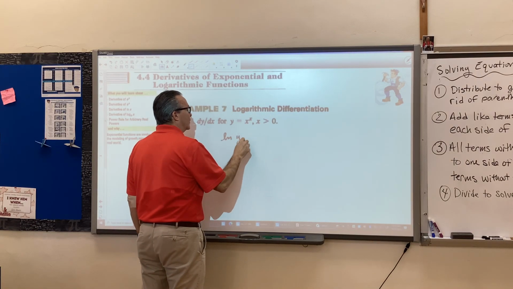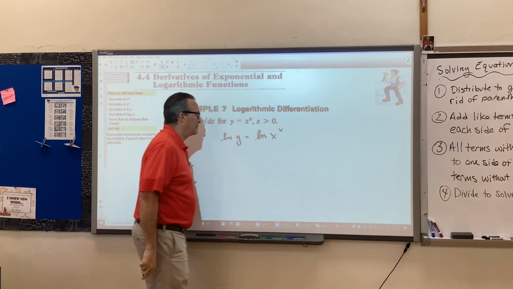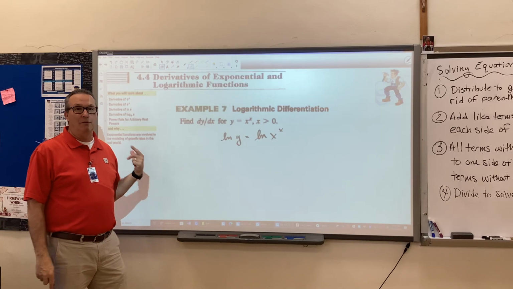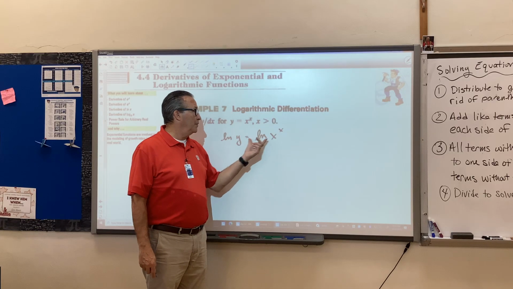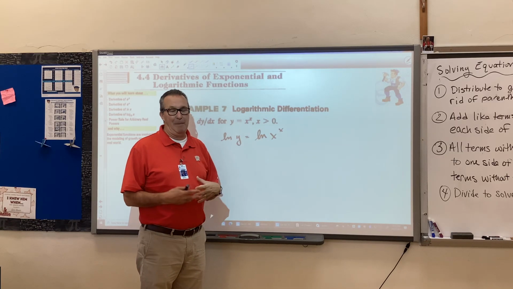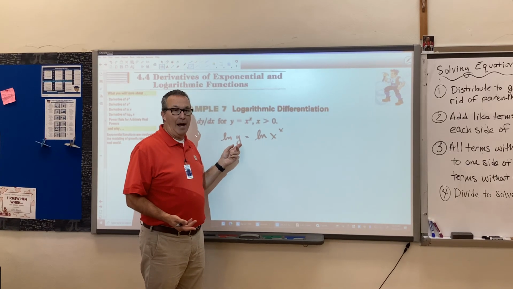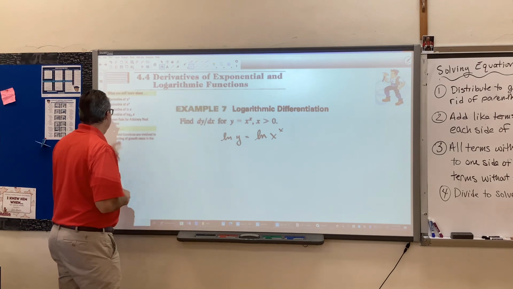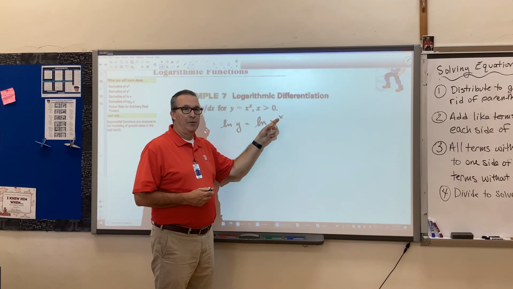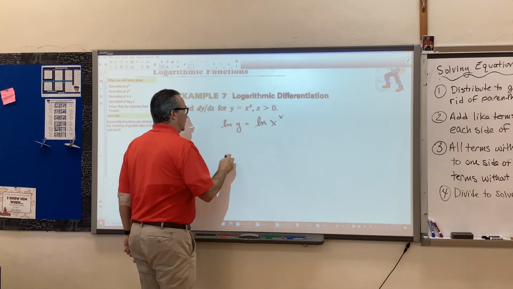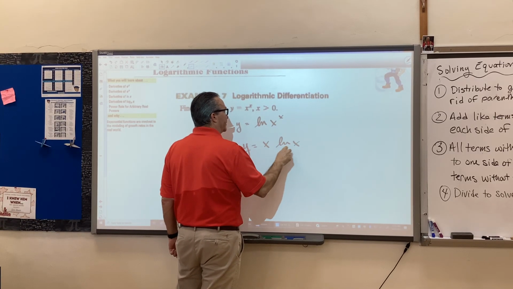is take the natural log of both sides of the given equation. And then use the rules of logs to simplify this, to expand it, and then take the derivative implicitly and solve for y prime. Okay? What can I do with this power? Put it in front. So now, natural log y equals x times natural log x.